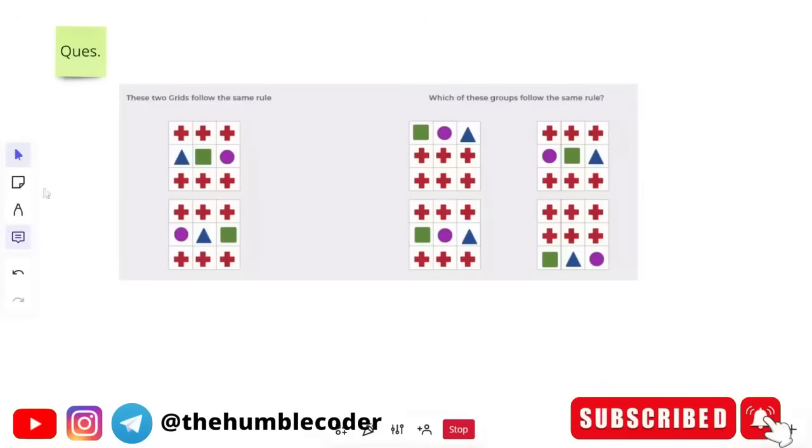Let's look at this question. I'll tell you what the question is. First, we are told these two grids follow the same rule. Basically, this grid and this grid follow the same rule. We have to understand the pattern, and then we are asked a question based on that. Which of these groups follow the same rule that was followed in these two given images? Now these are our option images. We have to tell. So let's mark the images.